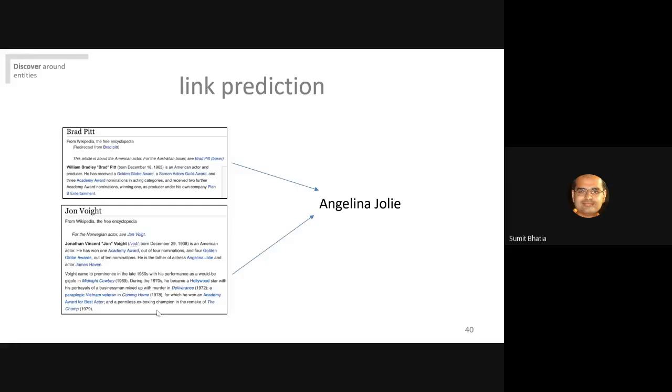There is a relationship because they are both strongly connected to Angelina Jolie, right? So this is the link prediction problem, figuring out how two entities might be connected to each other. This is your classical link prediction problem that you can find in many of the papers.